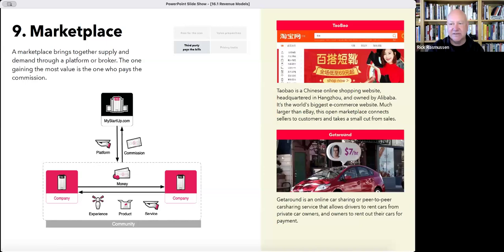I mentioned a marketplace. It's a typical marketplace. My friends at eBay would basically have a platform and they connect, in this case, 2 companies, maybe a buyer and a seller. So here, this company provides a service and a product and an experience to this company, and this company pays them. For that, because you offer the platform, you get a commission. Cool. And here's 2 examples.